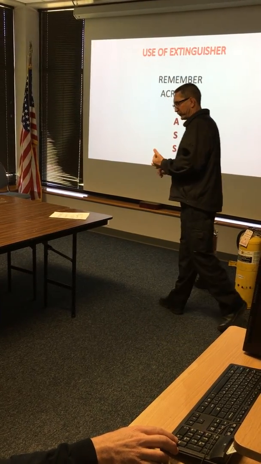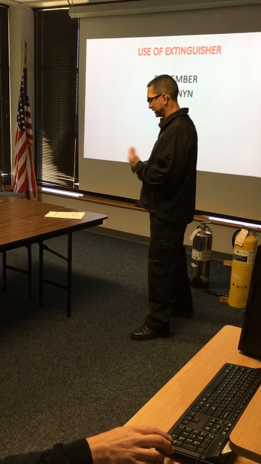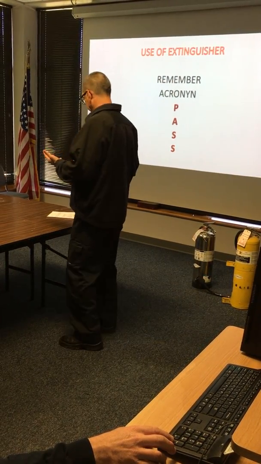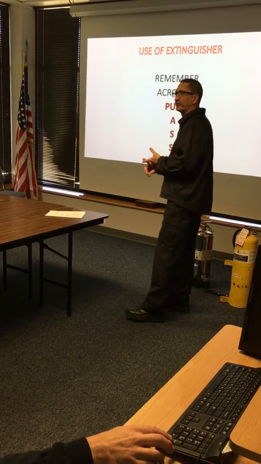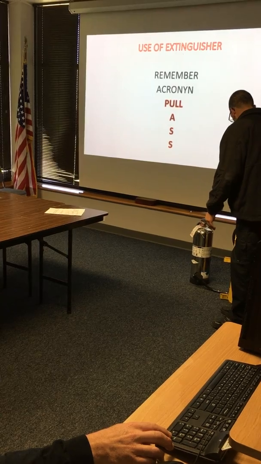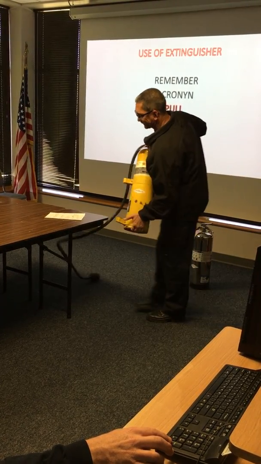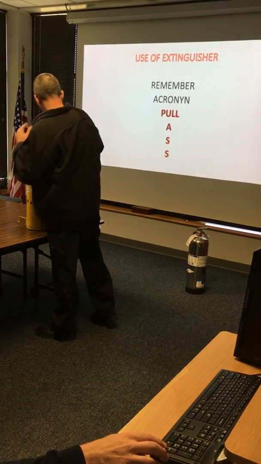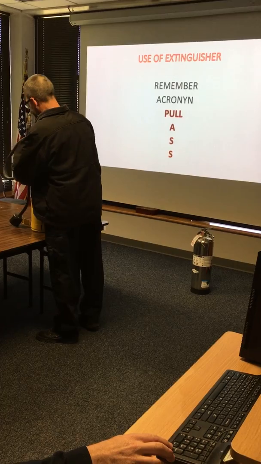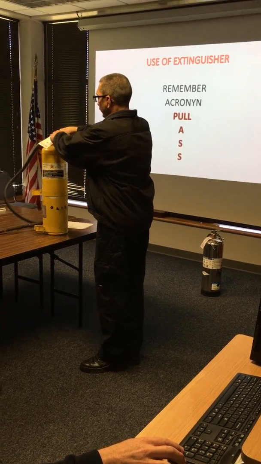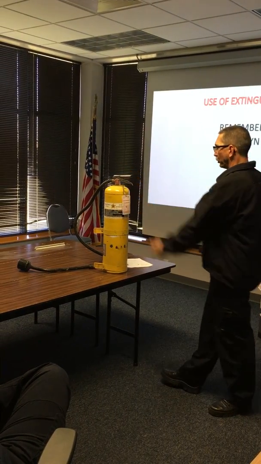In the fire service, we have an acronym called PASS, P-A-S-S. It's pull, aim, squeeze, and sweep. And what we'll do, I'm going to demonstrate this. I'll demonstrate it with the Class D extinguisher. This would be in a little container here. First thing we're going to do, we're going to pull the pin. Alright, that's the P. Pull.